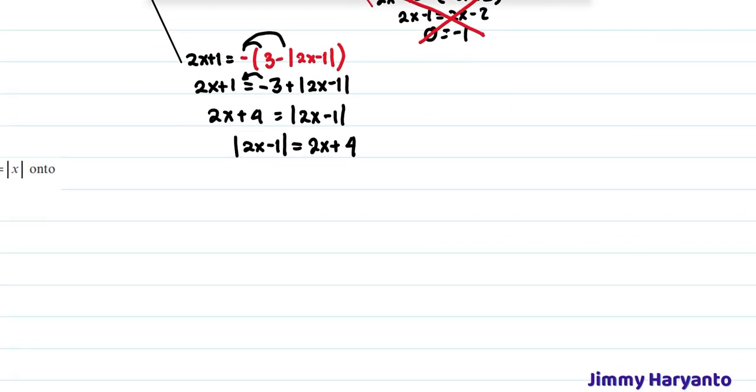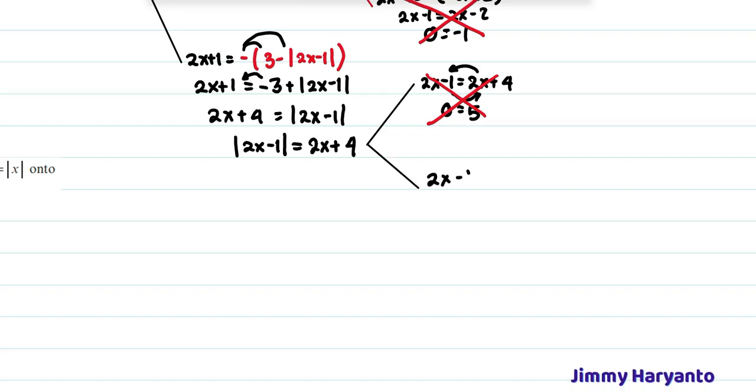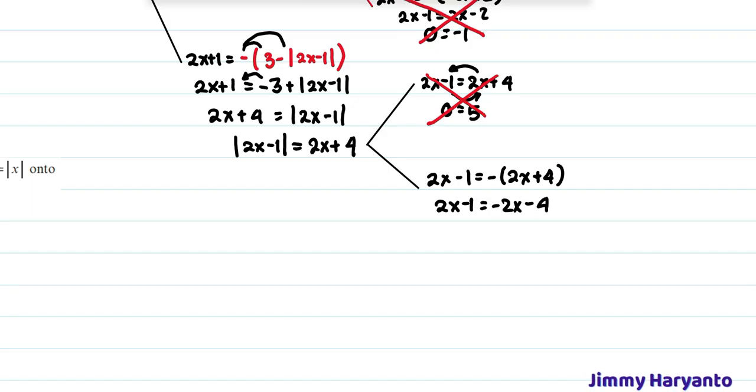Okay, next, this one we have to split them into two parts also. The first part will be 2x minus 1 equals to 2x plus 4. You move this 2x to the left hand side, you will have 0. You move negative 1 to the right hand side, we will have 5. This one also not equal, so no solution from these equations also. And then the next part will be 2x minus 1 equals to negative, open brackets, 2x plus 4. And then 2x minus 1 equals to negative 2x minus 4. Move the 2x, you will have 4x equals to negative 3. So x equals to negative 3 over 4.